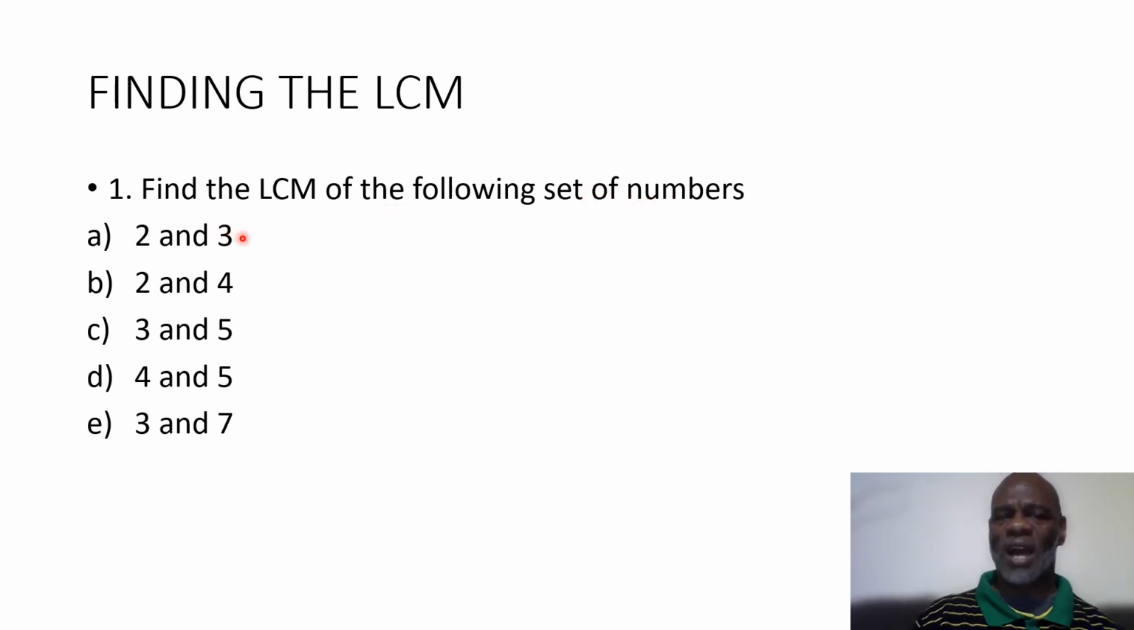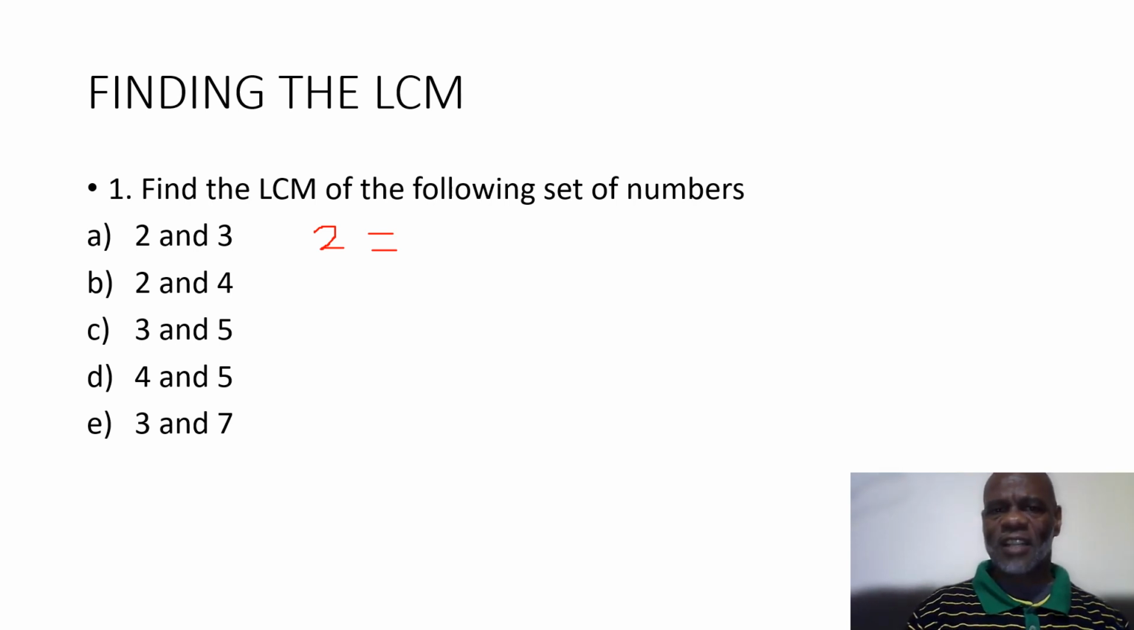So we have 2 and 3. Let's do that quickly, and you can do the others for yourselves. Let's write out a few of them. So we have some of the multiples of 2. Remember, the multiples are numbers, beginning at 2, that 2 will divide into exactly, or without leaving a remainder.